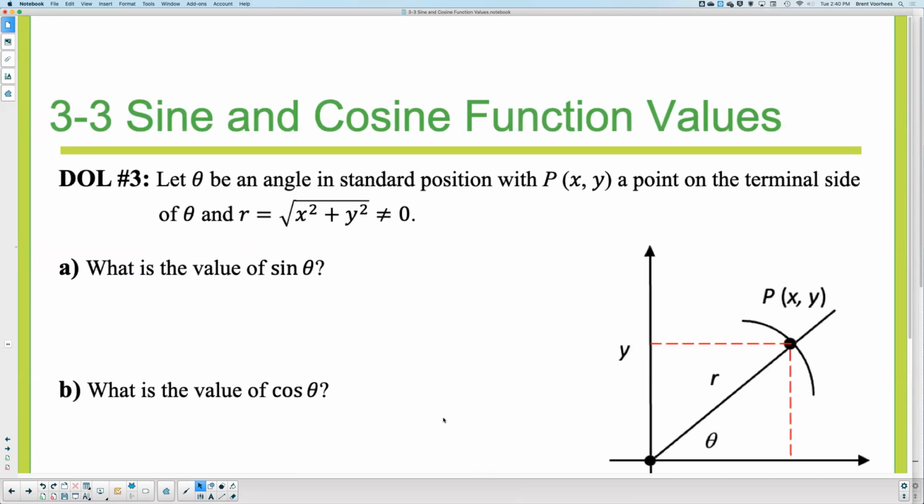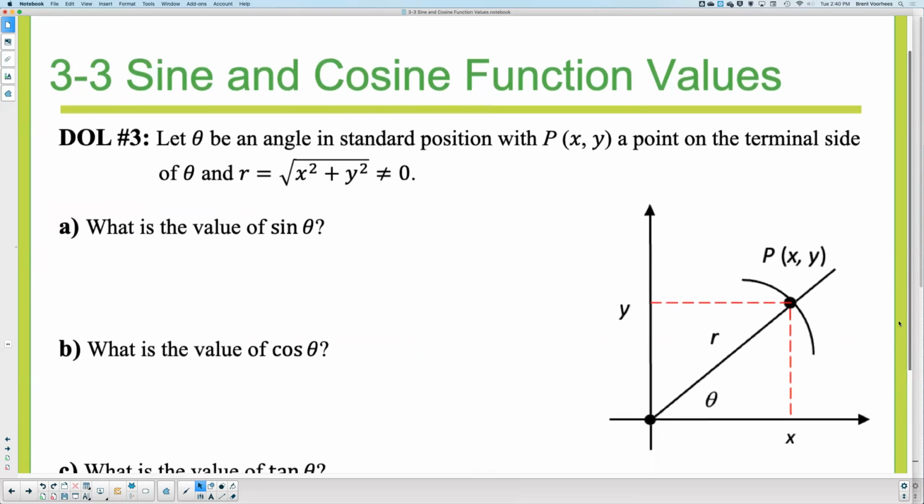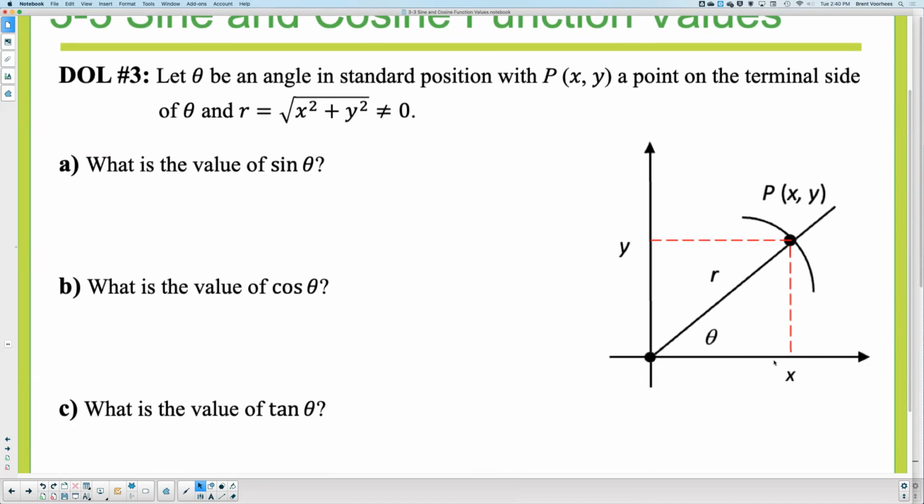All right, deal number 3. It says here, let theta be an angle in standard position. That means it originates from the x-axis with point P, which is (x, y), a point on the terminal side. That means the graph ends right there. And r equals the square root of x squared plus y squared. It wants to know what's the value of sine, cosine, tangent.